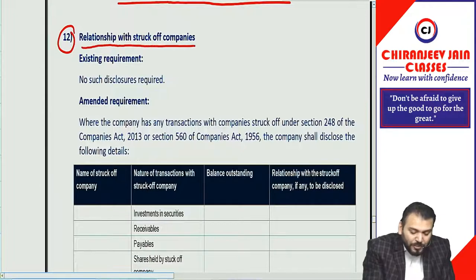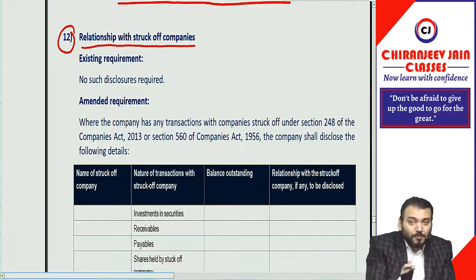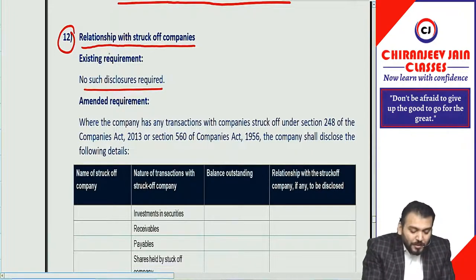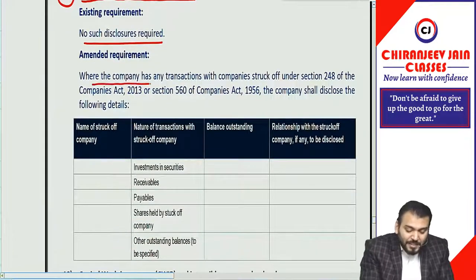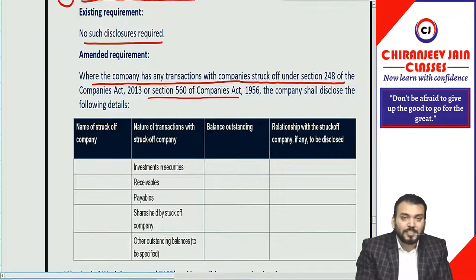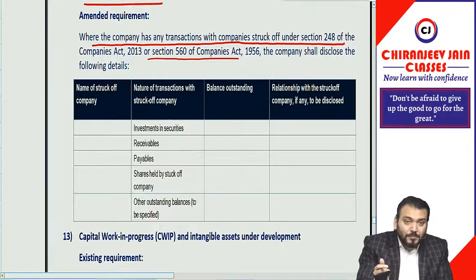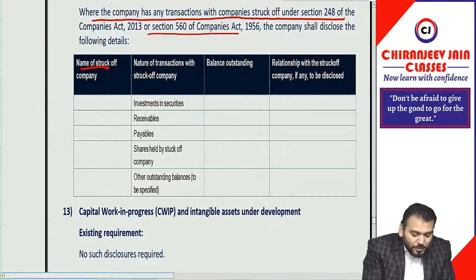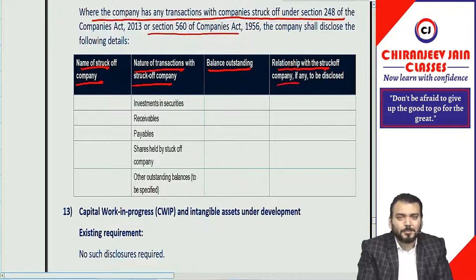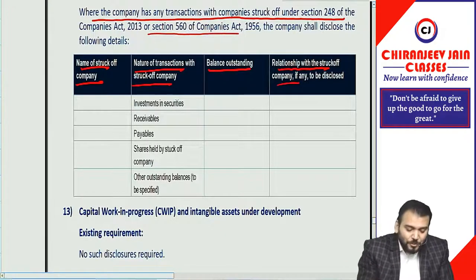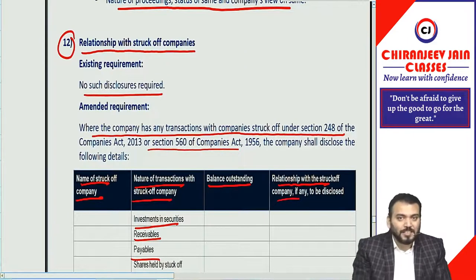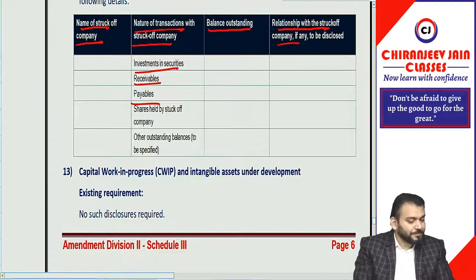Then point number 12, relationship with struck off companies. What is the meaning of struck off companies? Any company whose name has been removed from the Registrar of Companies is known as a struck off company. Previously there was no such disclosure required. But now, when the company has any transaction with a company struck off under section 248 of the Companies Act or section 560 of the Companies Act, the company shall disclose the following details: name of the struck off company, nature of transaction with such company, balance outstanding, and relationship with the struck off company, such as associate or joint venture. Nature of transaction, whether investment, receivable or payable, also needs to be disclosed. I don't know whether this is important or not, but it is one amendment which is required. Got it? Yes, sir.